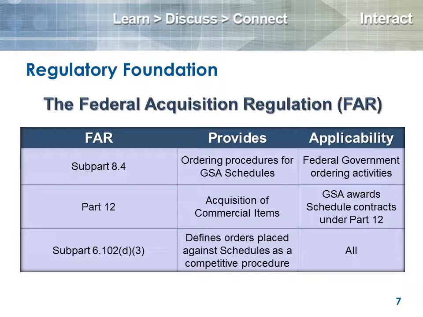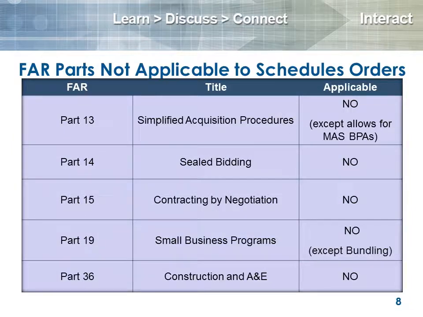All right, and so the Competition in Contracting Act is kind of the focus of competition in FAR Part 6. FAR 6.102(d)(3) describes that the schedules program is a method that is compliant as a competitive procedure. And so CICA is not a question when it comes to using schedules. There are parts of FAR that are not applicable to schedules.